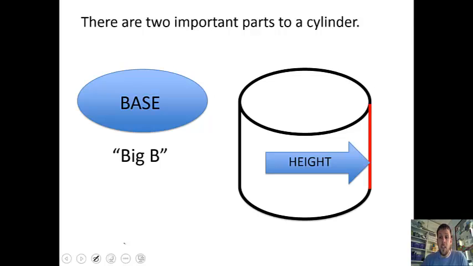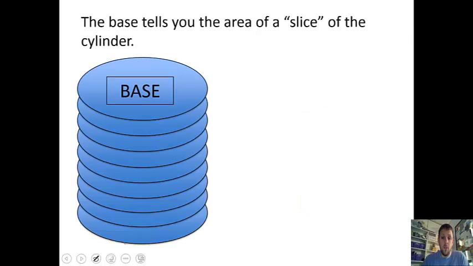The other thing is the height. The height is the connector between the two bases. It helps us measure how tall this is or how wide it is. So the base also tells you the area of the slice of the cylinder. And if you notice in this picture, when we start to stack a whole bunch of slices, almost like if I was to stack a whole bunch of quarters, it turns into a cylinder.